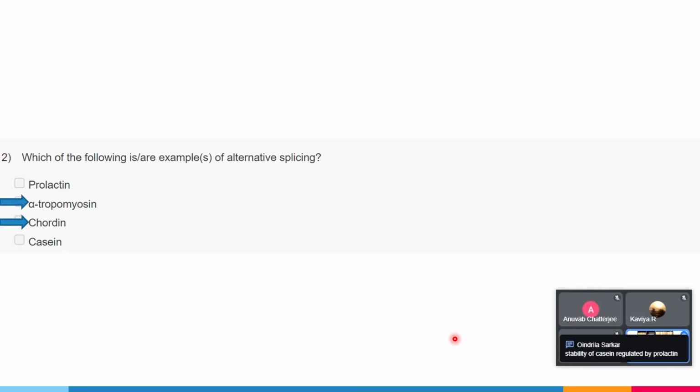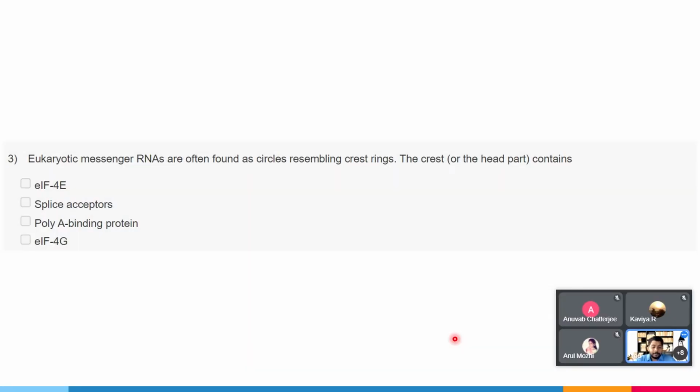Stability, very nice. So we have someone who has actually gone through the lectures very well. Yes, the stability of the mRNA is the answer. Casein mRNA is stabilized by the presence of prolactin, and thus it can stay in the cytoplasm and allow translation of the casein protein for a longer time. So we move on and look at the next question.